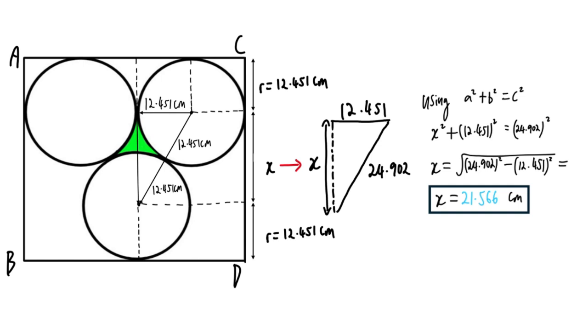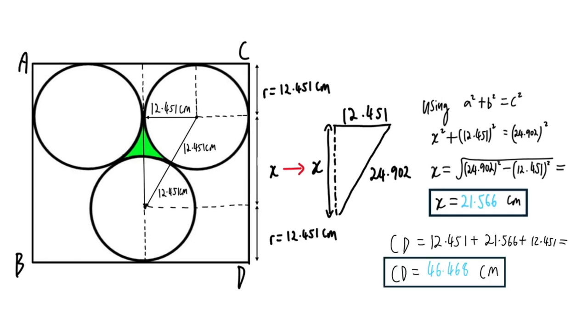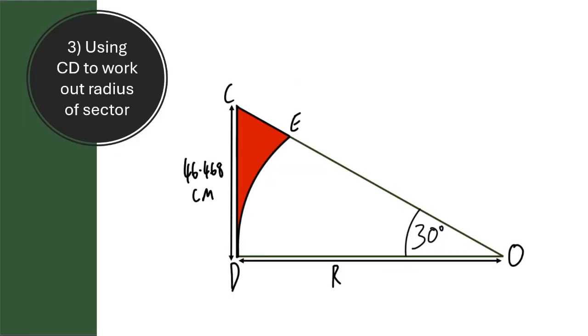If anyone wants to see the working out, you can see it there. x is equal to the square root of 24.902 squared minus 12.451 squared. Then we add it on to 12.451 twice, because it's at the top and the bottom. And then we get CD is equal to 46.468 centimeters. Moving on to our third step, we'll be using CD to work out the radius of the sector.